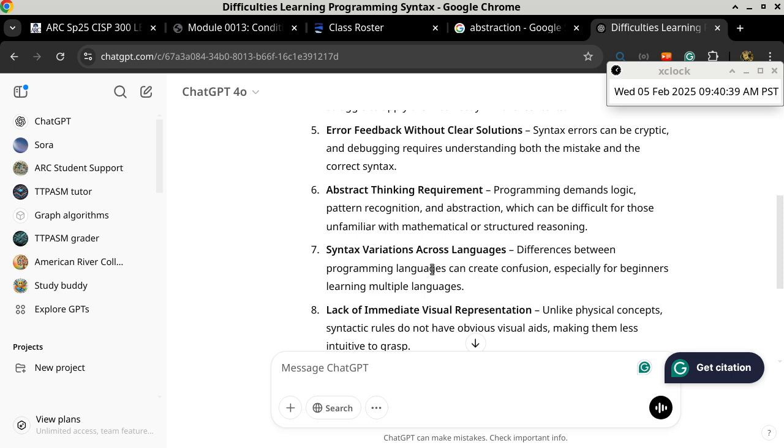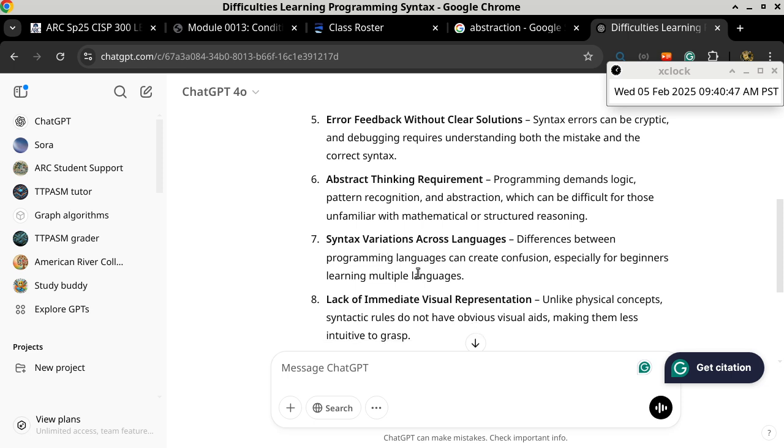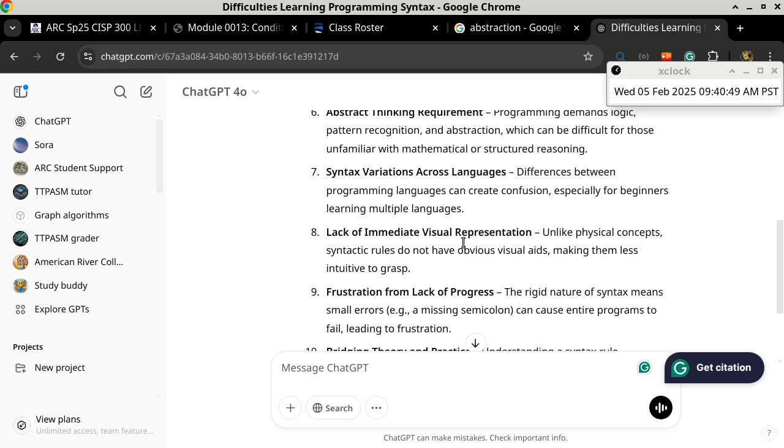All right. So syntax variation, we are not too concerned about this because we're focusing on one and only one programming language in this class. Lack of immediate visual representation. Well, do you think I was doing something to try to at least overcome a little bit of that? And what do we call those things? Starts with an F. Flowcharts. Exactly. So flowcharts are exactly what I use here to try to give you some visual representation of the abstract concept that I'm trying to represent using syntax.